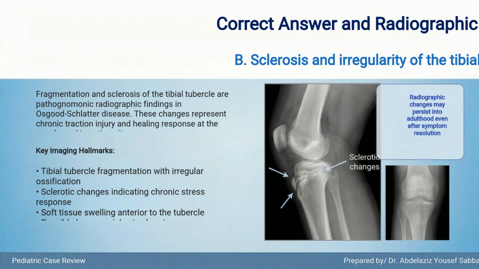Fragmentation and sclerosis of the tibial tubercle are the pathognomonic radiographic findings in Osgood-Schlatter disease. These changes represent the chronic traction injury and the healing response at the apophyseal insertion site. Key imaging hallmarks include tibial tubercle fragmentation with irregular ossification, sclerotic changes indicating a chronic stress response, soft tissue swelling anterior to the tubercle, possible loose ossicles in chronic cases, and an enlarged tibial tubercle prominence.